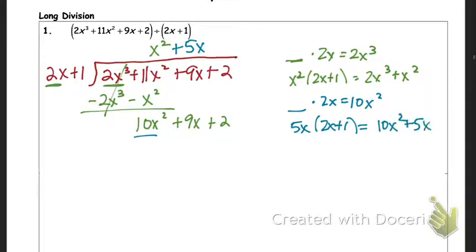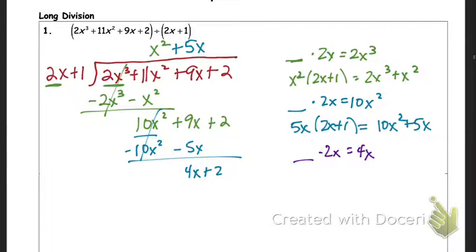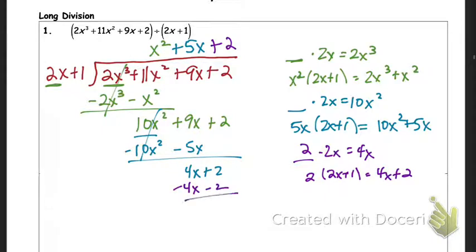And then whenever I write it underneath, I do what with the signs? I change all the signs. So negative 10x squared minus 5x. And I get 4x plus 2. And then the last one, what times 2x gives me 4x? It's going to be a plus 2. And then 2 times 2x plus 1 is 4x plus 2. Change the signs, negative 4x minus 2. I get 0. What does it mean when you have a remainder of 0?